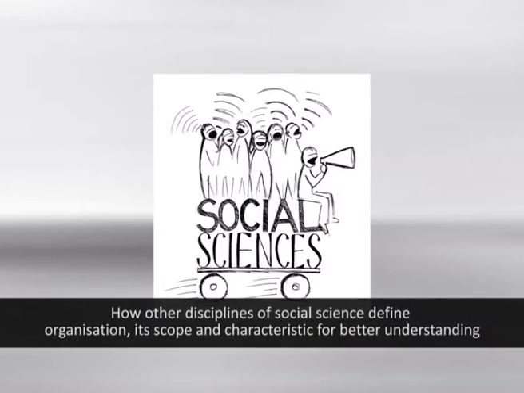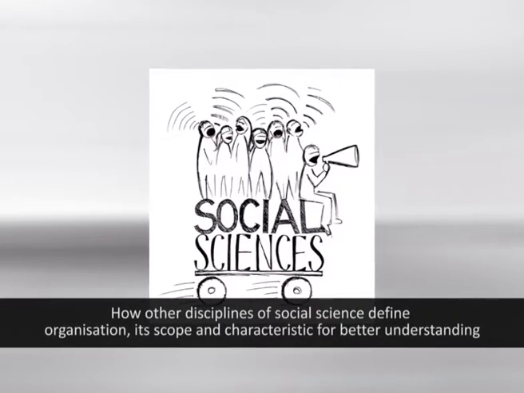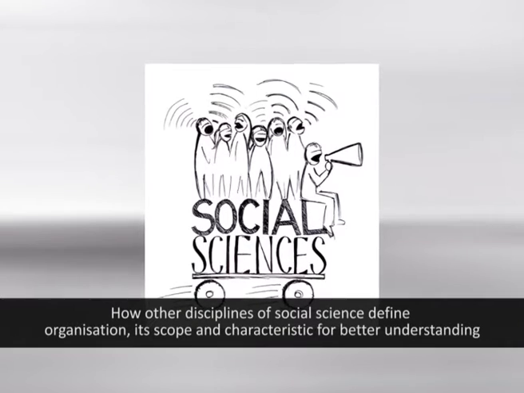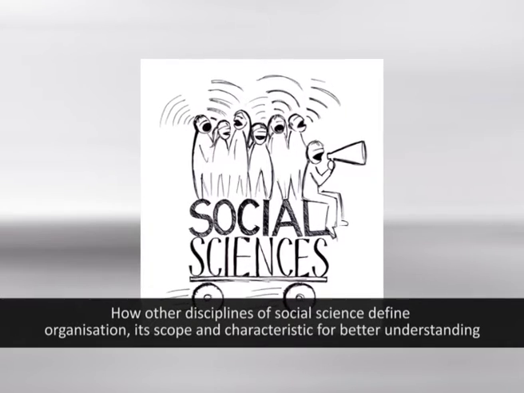So it was acknowledged that an adequate classification would require encompassing an array of external conditions, the total spectrum of actions and interaction within an organization, and the outcome of organizational behavior. It has taken into account how other disciplines of social science define organization, its scope and characteristics for better understanding. All these disciplines have developed a model of organization. In 1971, Pugh had identified 6 models. We will underline those models and try to understand them in the next subtopic.